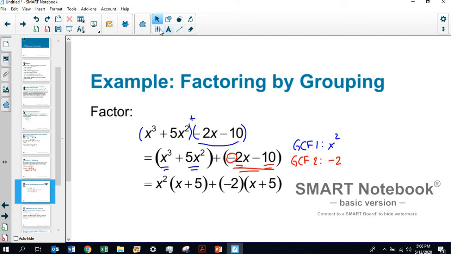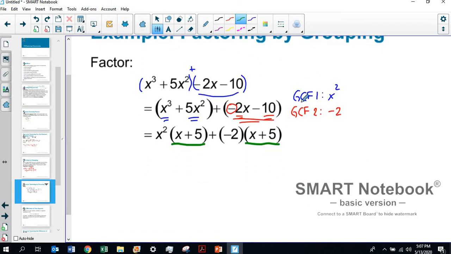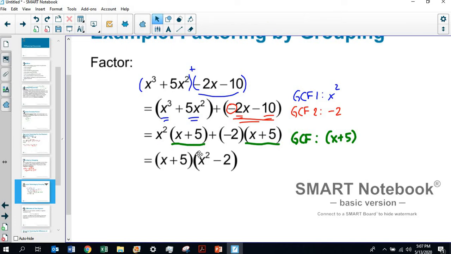And then now what do you notice? If you do factoring by grouping correctly, x plus 5 in that group, x plus 5 in that group, now we have a greatest common factor of x plus 5. So we factor out that greatest common factor of x plus 5, and we're left with x squared minus 2 inside of here. X squared from there, minus 2 from there.